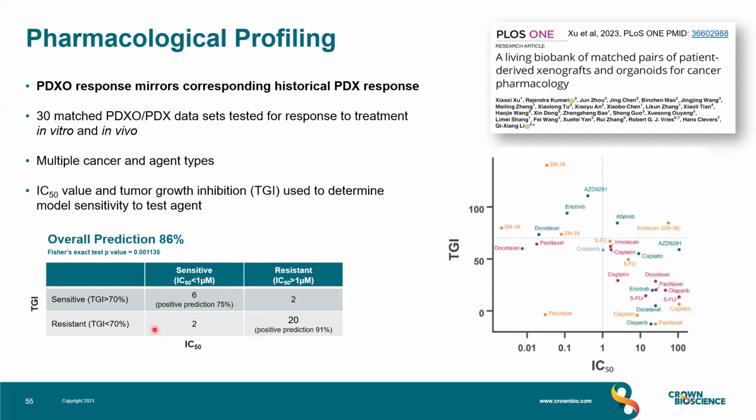And overall, this shows a prediction of 86% out of the 30 models, which is across 4 cancer types, 11 different models, and 12 different test agents. So this is quite encouraging.